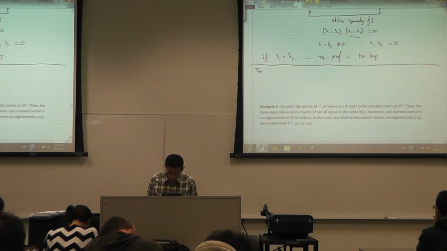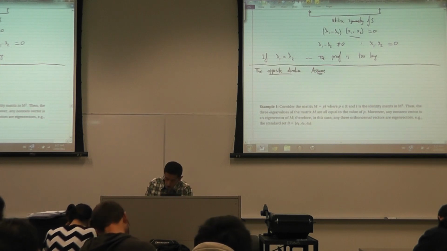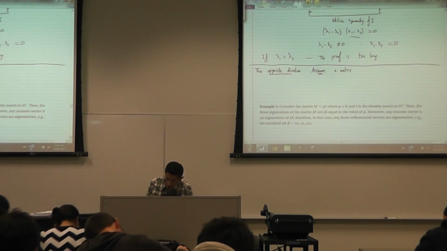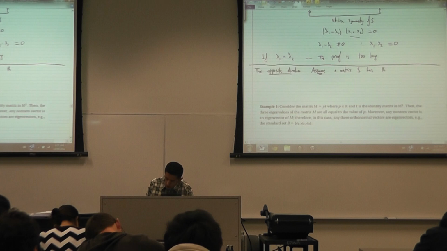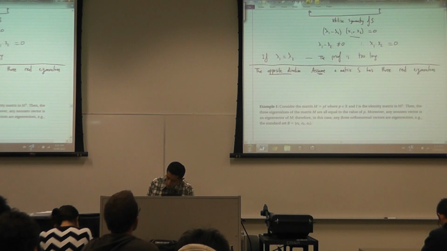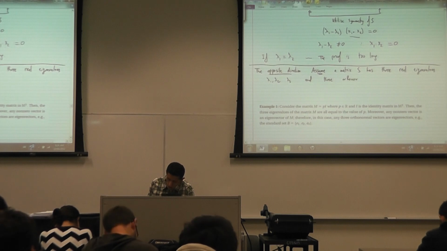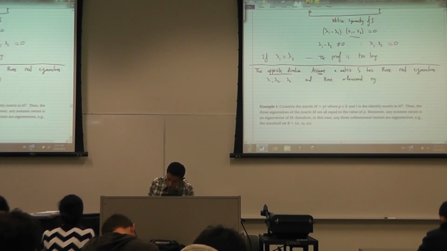so the opposite direction. Assume a matrix S has 3 real eigenvalues, lambda 1, lambda 2, lambda 3, and 3 orthonormal eigenvectors, P, Q, and R.